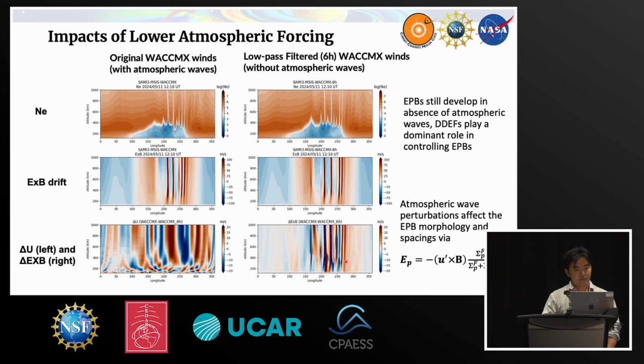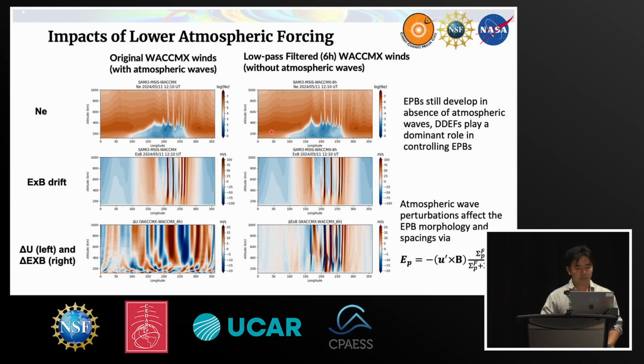But interestingly, if we focus on this case without perturbation, without waves, you can see a very continuous distribution of plasma bubbles with very equal spacing. The spacing between bubbles is very equal. But in this case, the spacing is very irregular. That's because the atmosphere wave perturbation can induce E cross B drift perturbations and then modulate the spacing between bubbles.